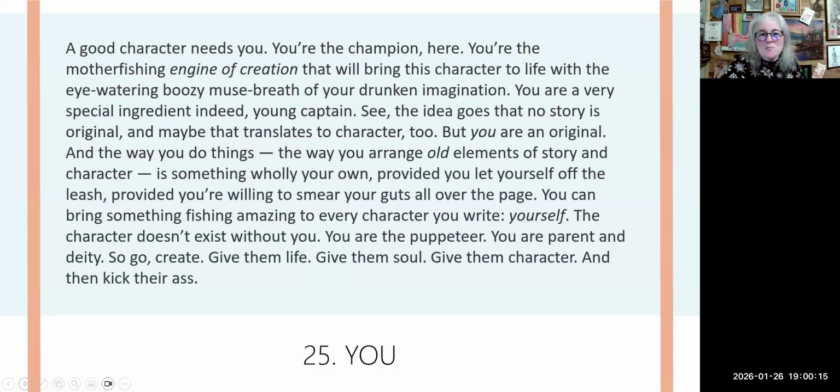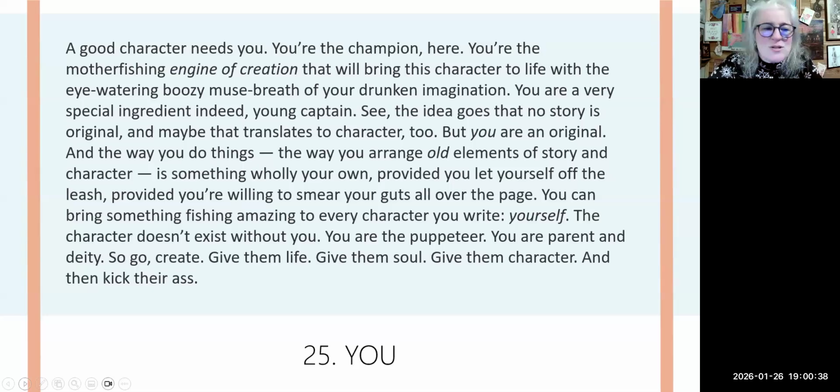What do your characters need the most? They need you. A good character needs you. You're the champion here. You're the mother-fishing engine of creation that will bring this character to life with the eye-watering, boozy muse breath of your drunken imagination. You are a very special ingredient indeed, young captain.